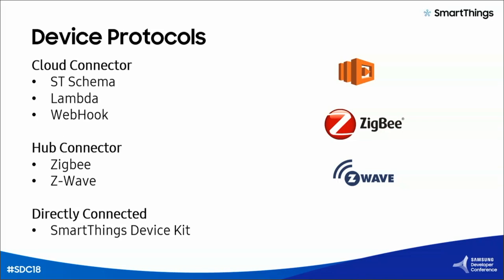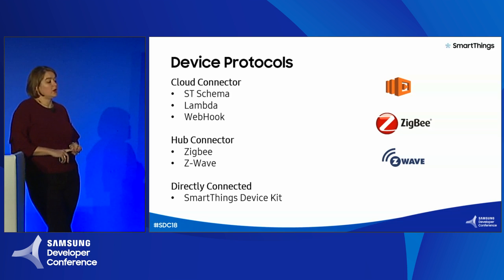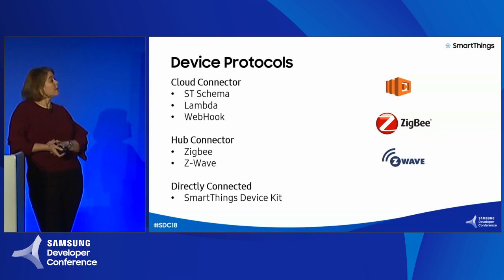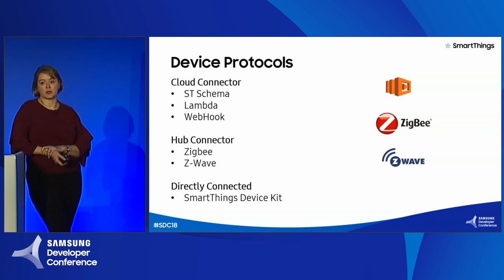In terms of device protocols, we have a number of different ways that devices can connect into the SmartThings system. If you are looking to build a cloud connector solution, we have the ST schema implementation, we have Lambda implementations, we have webhook implementations. If you are using a Zigbee or Z-Wave protocol, we connect those through the hub connector solution. And finally, if you're directly connected, we have the SmartThings device kit as a solution for you to integrate with.